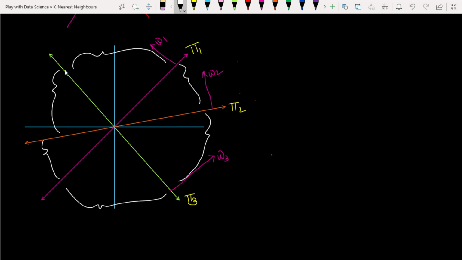Suppose our points are distributed in our whole space. I am using the red color for the points. Suppose here we have some points, and here we have some points, and here we have some points. So I am considering this chunk of points in one class, in one cluster.